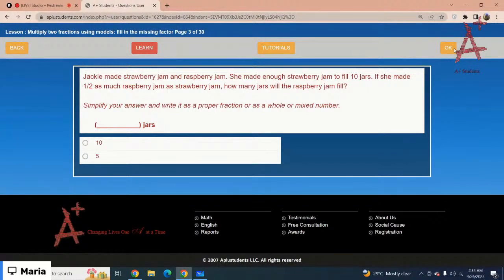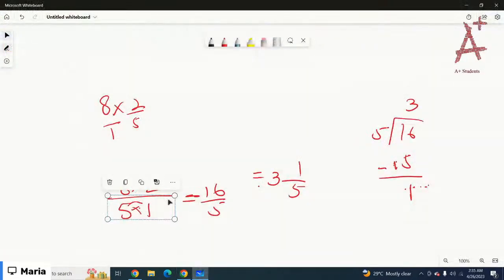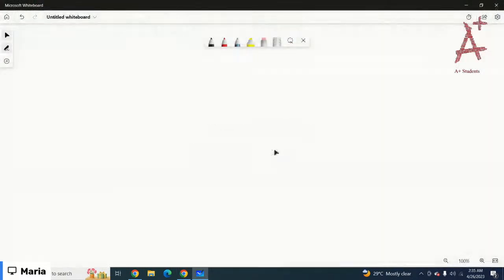Okay, Jackie made strawberry jam and raspberry jam. She made enough strawberry jam to fill 10 jars. If she made half as much raspberry jam as strawberry, how many jars of raspberry jam did she fill? You have to do 1 over 2 times 10.